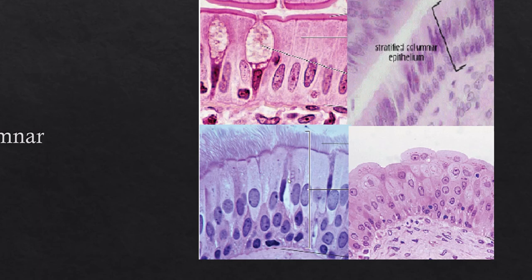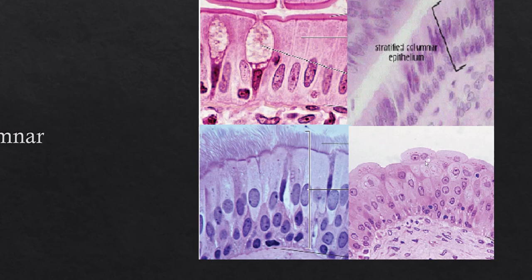Pseudostratified epithelial tissue is the tissue of our respiratory tract, so things like our kind of nasal passages and the trachea, our airways. It's also the epithelial tissue that lines the oviducts that bring the egg into the uterus during the process of reproduction in females.